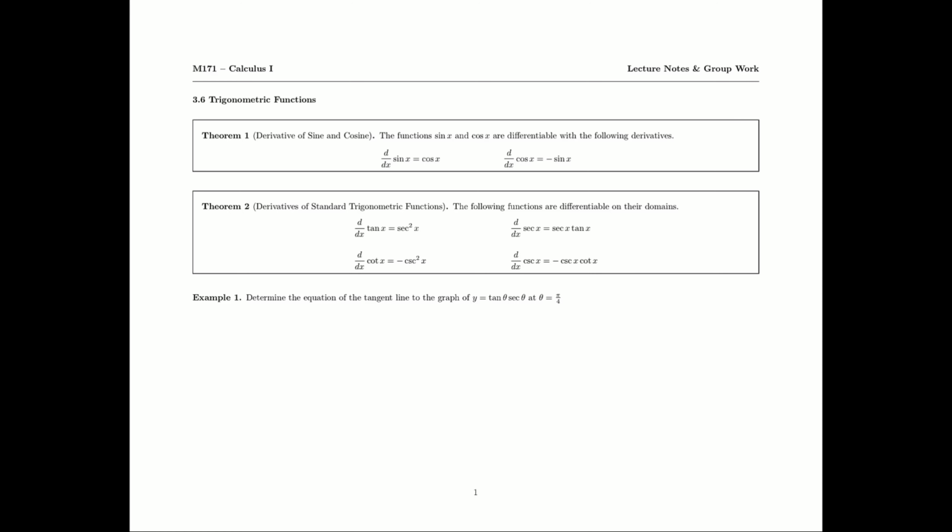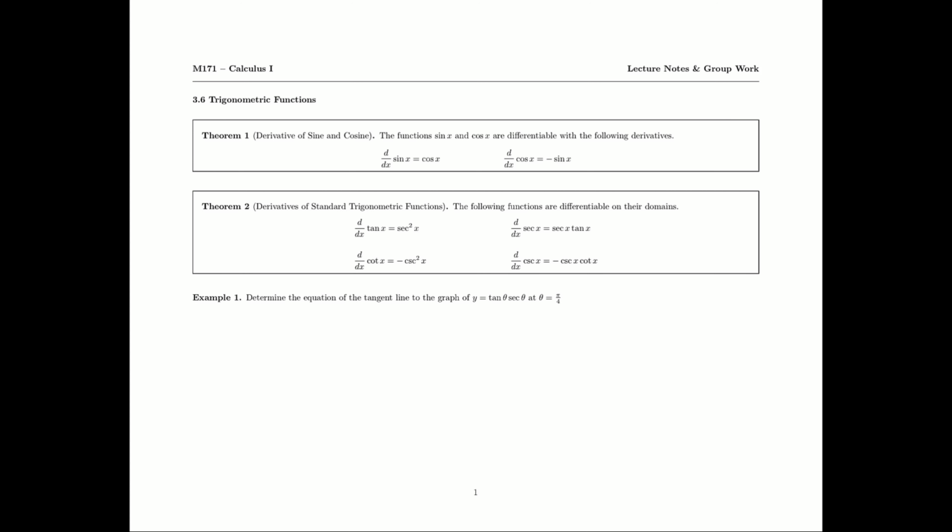All right, next section we have is 3.6, trigonometric functions. This section, there's not a lot going on. It's really just giving us some new derivatives to take a look at here. Getting practice differentiating these will occur throughout the next few sections. So this section is very light. It's only this one example.